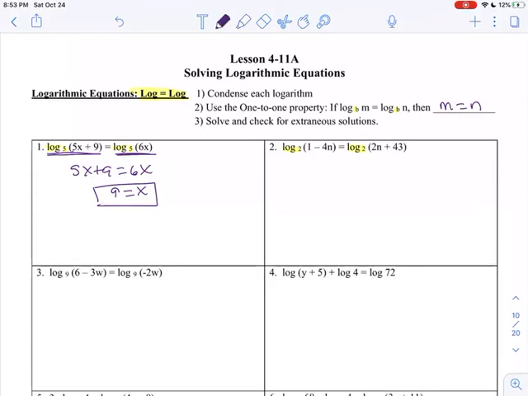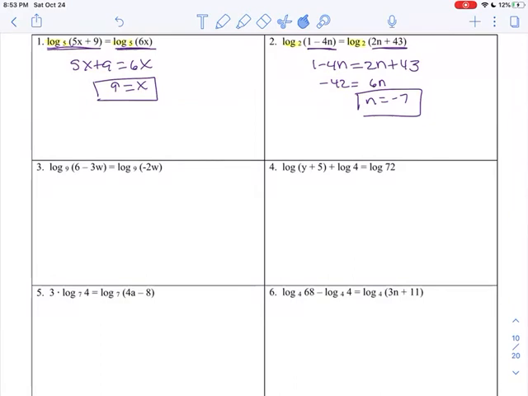Here I have log base 2 of 1 minus 4n and log base 2 of 2n plus 43. Perfect. I only have one log on the left, one log on the right, so I'm just going to set them equal to each other. 1 minus 4n equals 2n plus 43. I'm going to add 4n, and I'll get 6n, and subtract 43, and I'll get negative 42. So n equals negative 7. Now quickly plug in. Negative 4 times negative 7 is positive 28, so that's okay. 2 times negative 7 is negative 14 plus 43 will still be positive, so it's okay.